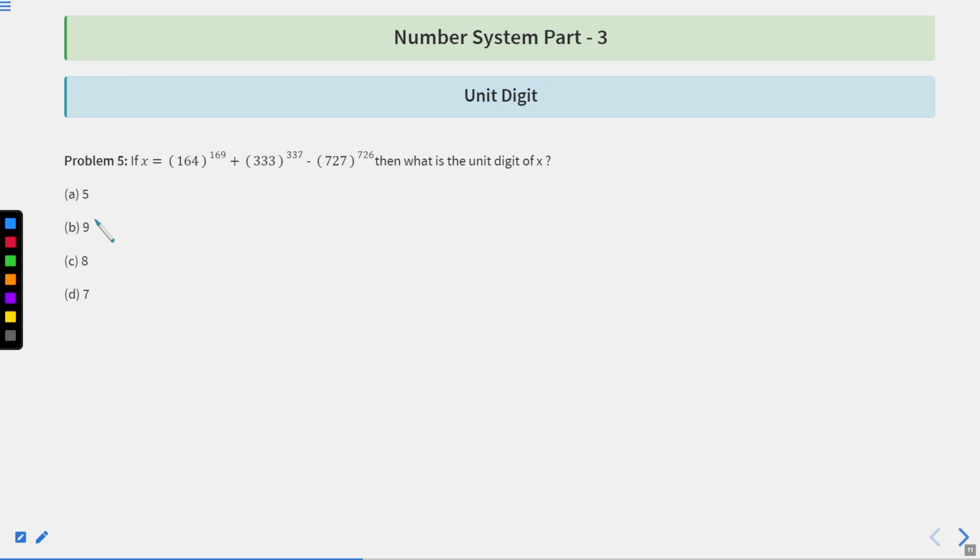Problem number 5. If x equals 164 to the power 169 plus 313 to the power 337 minus 727 to the power 726, then what is the unit digit of x? Again, we have a huge number, and we have to find the unit digit of this number. We are going to solve it individually. First, we find the unit digit in this case, next in this case, and later in this case. Once we are done, we will combine them and check the unit digit in the new number that comes out after this addition and subtraction.